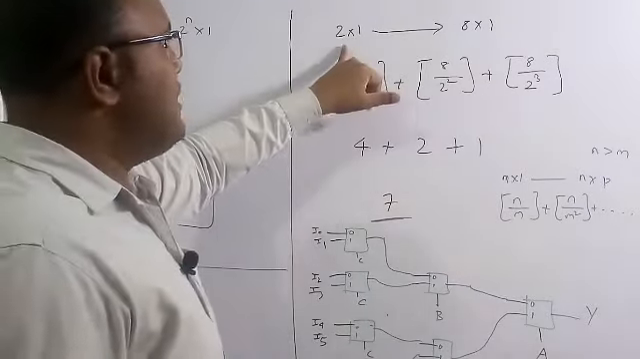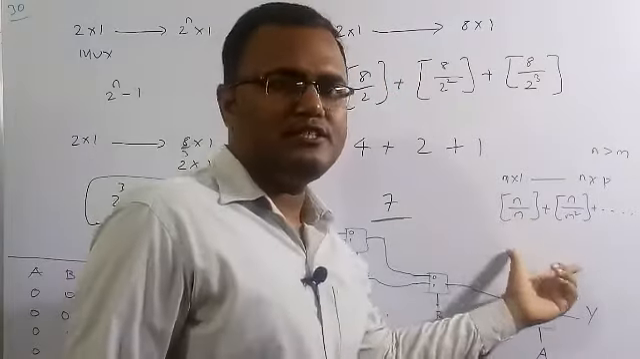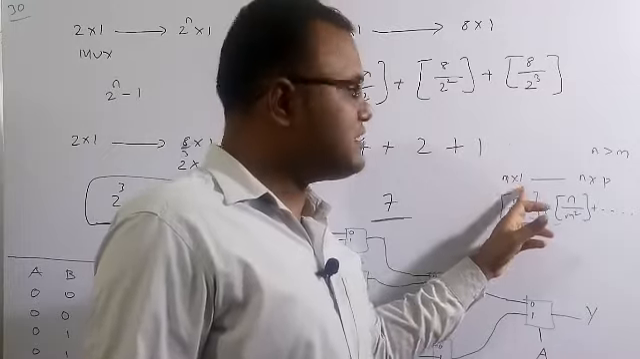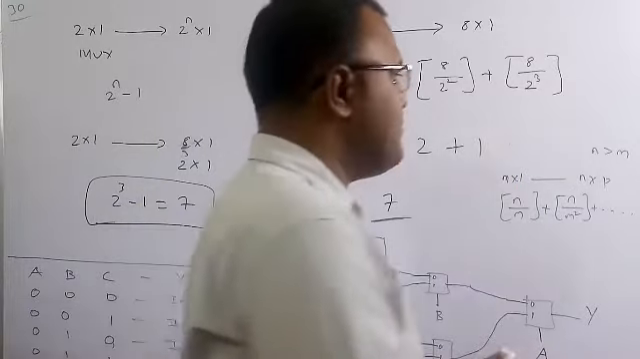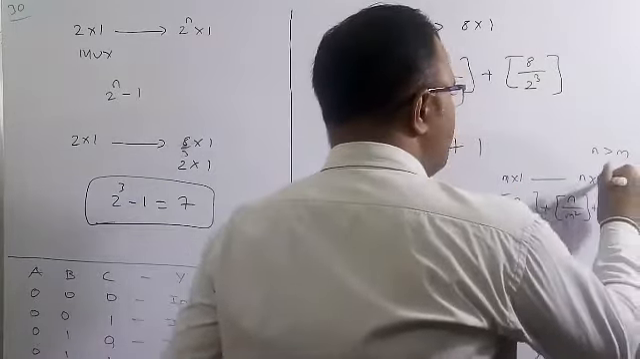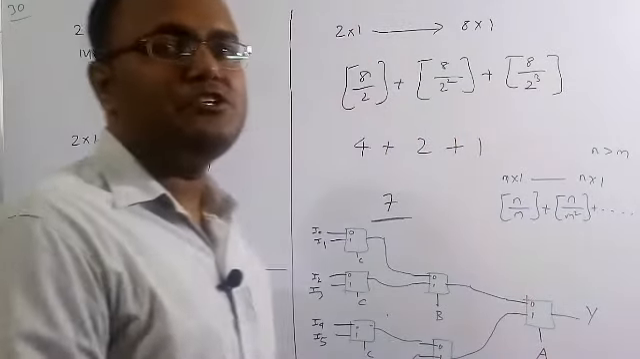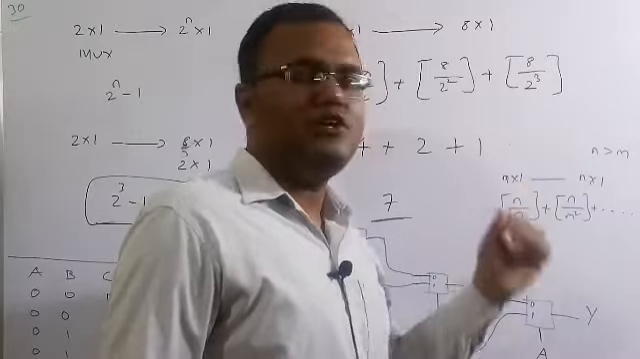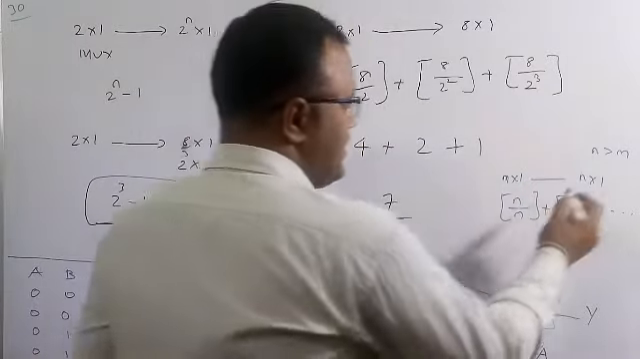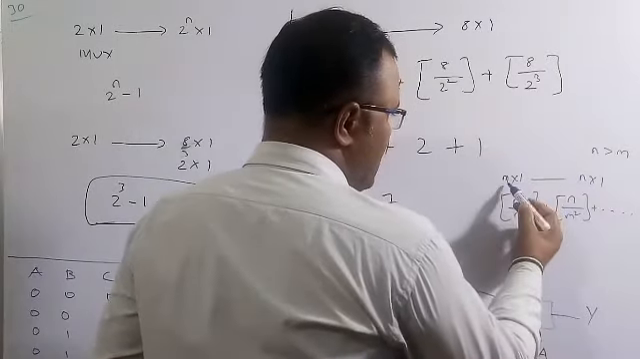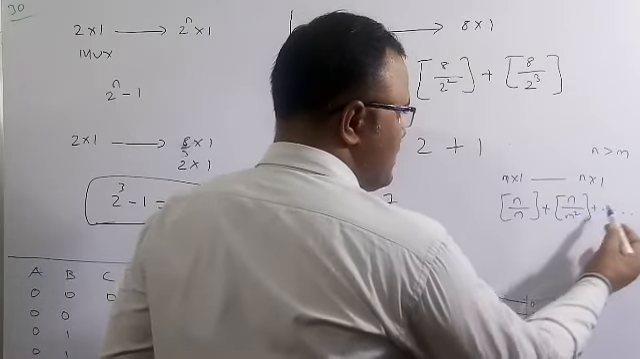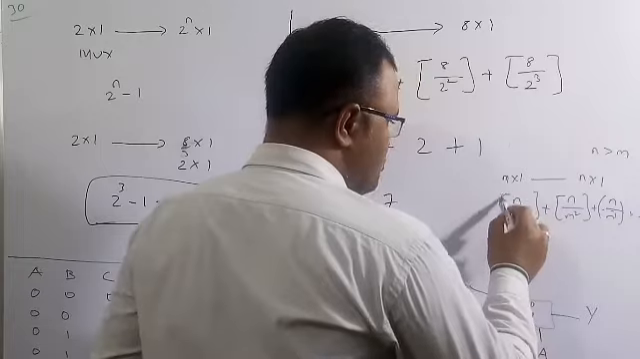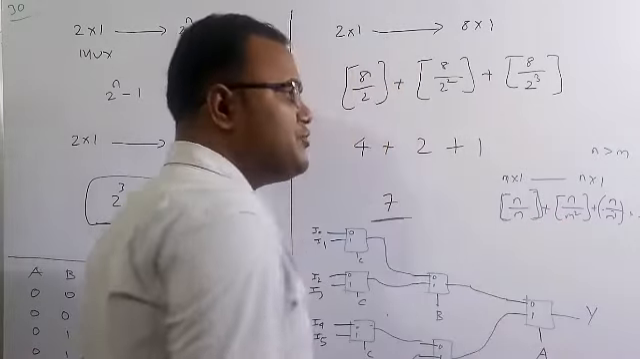See here, the general formula in this one: suppose the number of n cross 1 muxes required to implement an m cross 1 mux, where n is always greater than m. The general fashion is the highest number n divided by the small number m, then n by m square, then n by m cube, and it goes on. This is nothing but a quotient. Always you need to take the quotient.